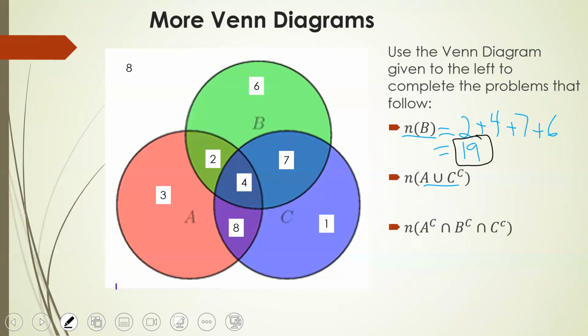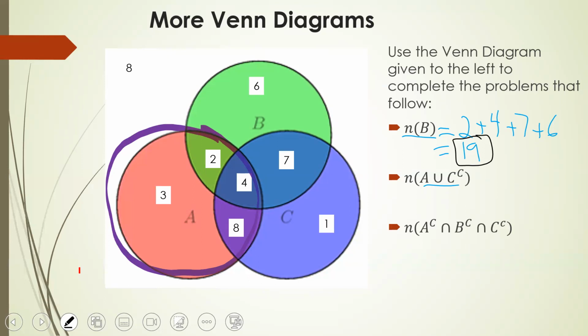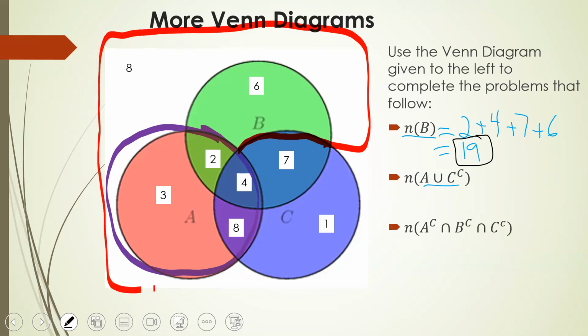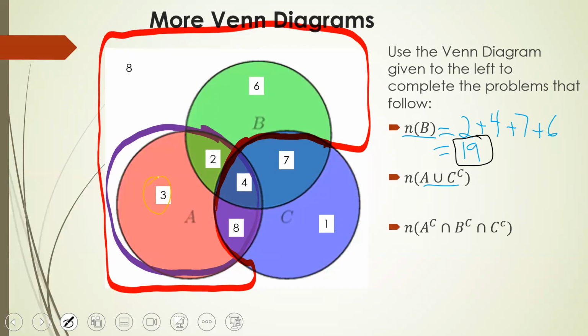So since the first part is A, we know that anything within the circle A is included, since anything in the union means anything in either set. And then the set C complement would be anything outside of C. So anything outside of the circle covered by C. So that would be everything up here, around here and around this red border here. And notice that some of that overlaps with the set A, notably this 3 and this 2. But then there are a couple of things that don't. There's a 6 here and the 8 here.